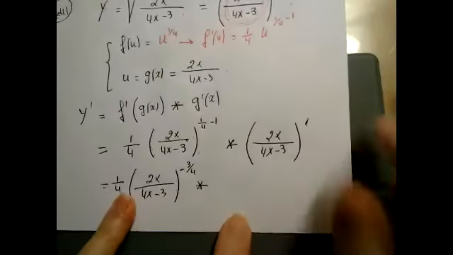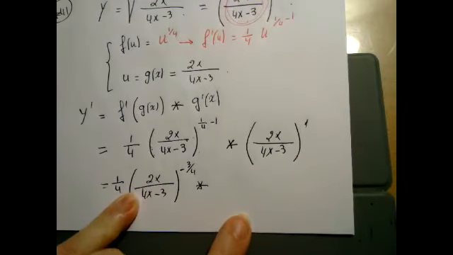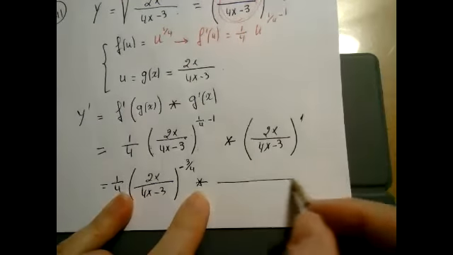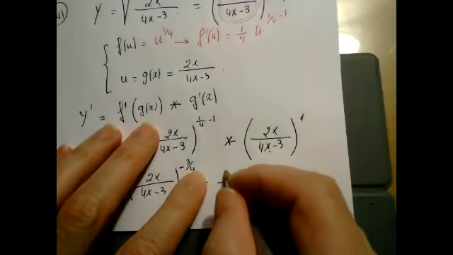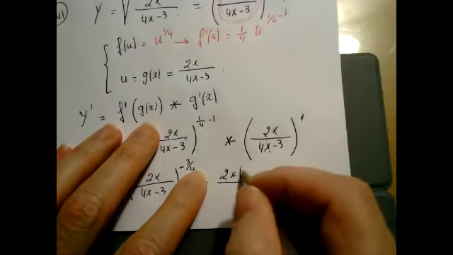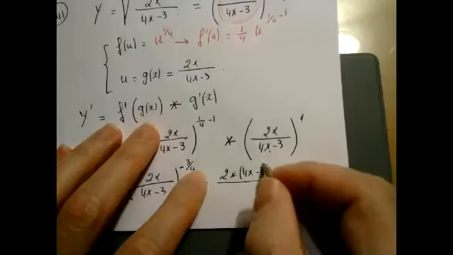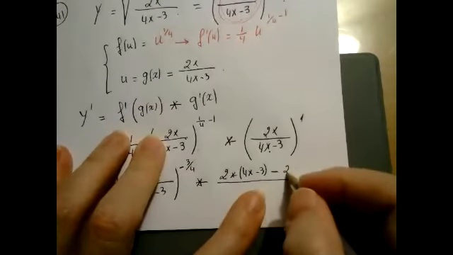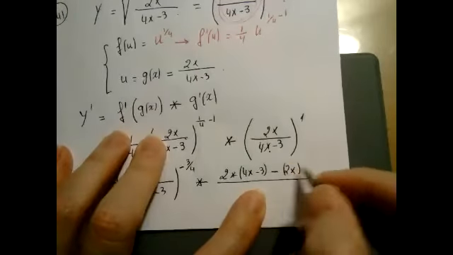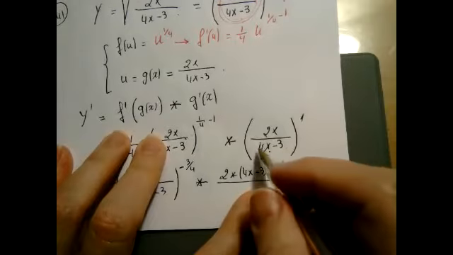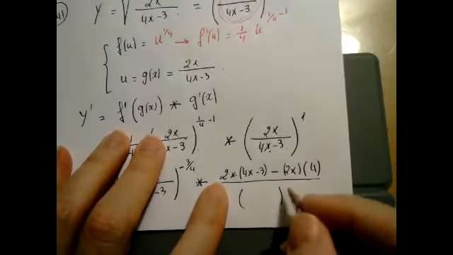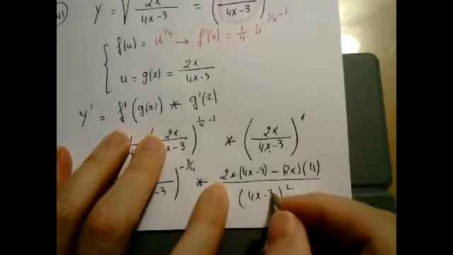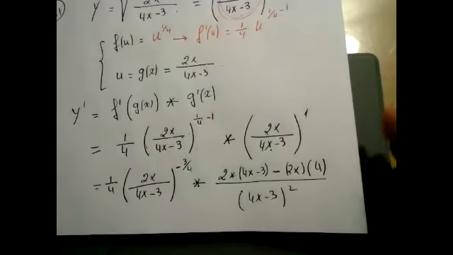Now here it's also easy, but I have to use the quotient rule. So let us use the quotient rule. Okay, what does the quotient rule tell me? It's the derivative of the numerator times the denominator minus the numerator times the derivative of the denominator. For derivative of 4x minus 3, it's a 4, divided by 4x minus 3 to the power 2. And now I just simplify the whole expression and I am done.